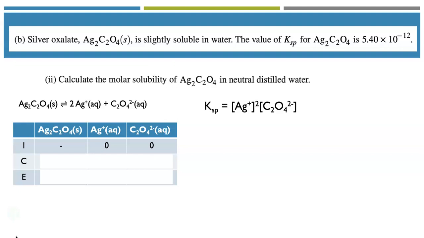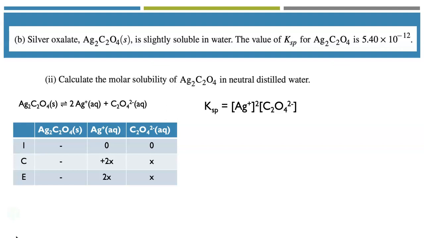In order to establish equilibrium, I have to proceed in the forward direction. I have to get some silver ion in solution. I have to get some oxalate ion in solution. But that ratio is really important. That's why we need that balanced equation. If the oxalate concentration goes up by x, the silver ion concentration has to go up by 2x. And that's what we're going to have at equilibrium. It's 2x for the silver ion and x for the oxalate.